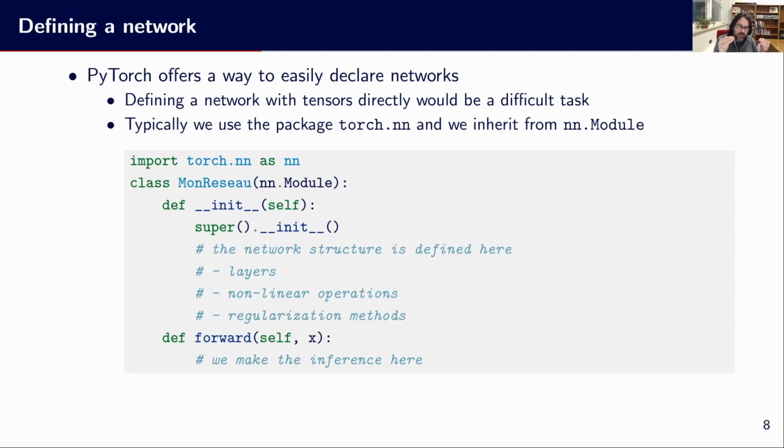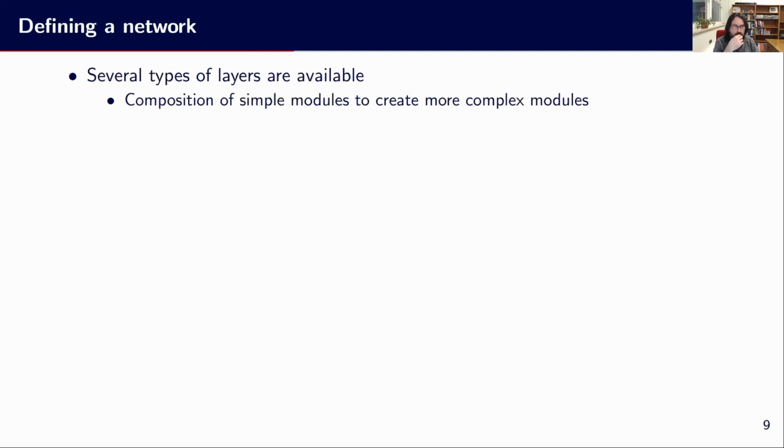And then we can define the layers, the nonlinear operations, the regularization. Everything in there can be provided within the init function. Then in the forward function, we implement how things are processed from the input to the output. So we define our network that way, and we can implement different topologies directly by defining the constructor and the forward function. There are several types of layers that are available in PyTorch.